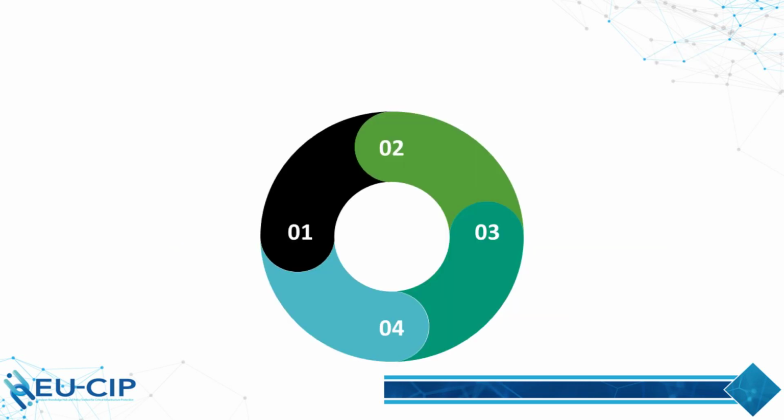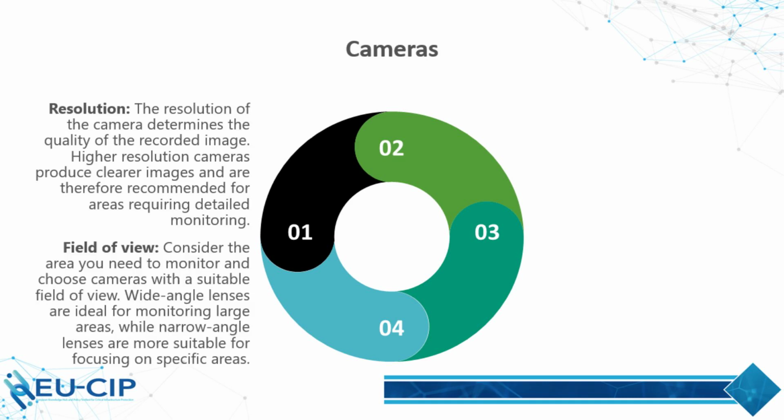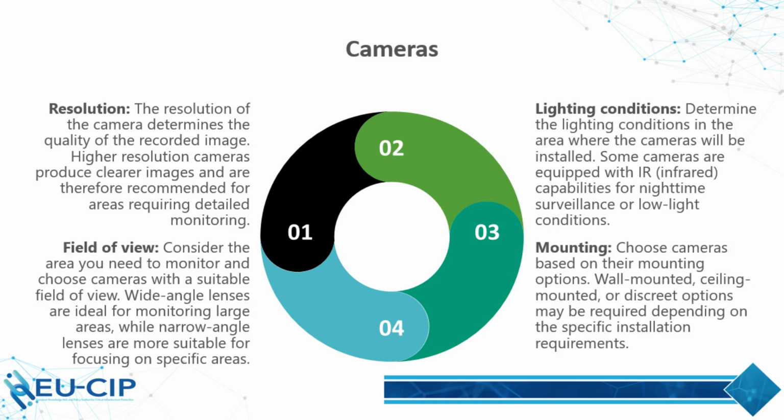Some of the main characteristics of camera operations that affect hardware selection include: Resolution. The resolution of the camera determines the quality of the recorded image. Higher resolution cameras produce clearer images and are therefore recommended for areas requiring detailed monitoring. Lighting conditions. Determine the lighting conditions in the area where the cameras will be installed. Some cameras are equipped with IR, infrared capabilities for nighttime surveillance or low light conditions.